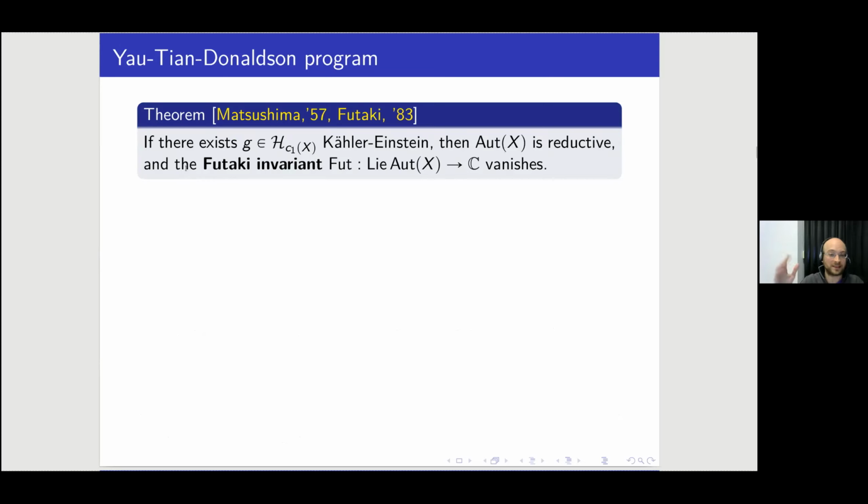And the so-called Futaki invariant, which is a holomorphic invariant, a map from the Lie algebra of the automorphism group, so holomorphic vector fields, to C, vanishes identically. So I will not give the definition of the Futaki invariant. It's enough to say that this can be computed in many cases. And if you find it is not zero, then you know there is no Kähler-Einstein metric, right?